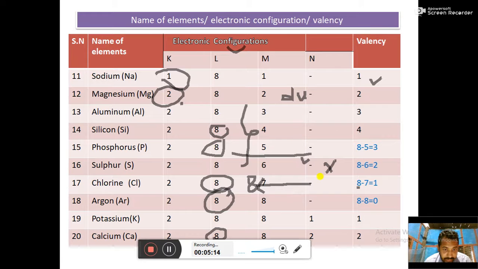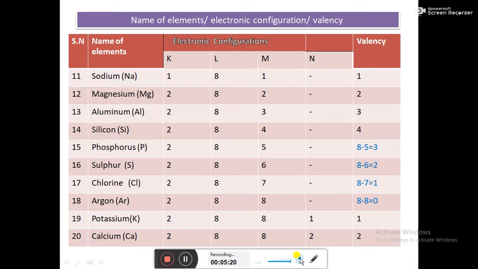We are moving to the next slide. Let's erase this first. Now sodium's outermost shell has one electron, so it should lose one electron to be stable. Similarly, magnesium's outermost shell has two electrons, so its valence is also 2, and it has to lose 2 electrons. Aluminium has 3 outermost electrons, so it should lose 3 electrons and come back to the octet state, and its valence is 3.